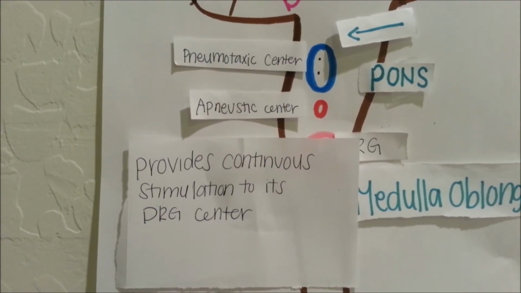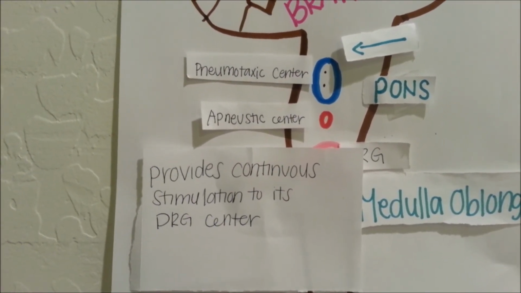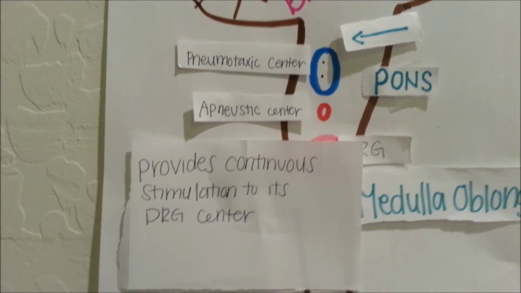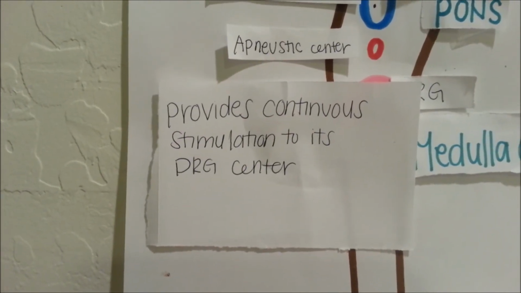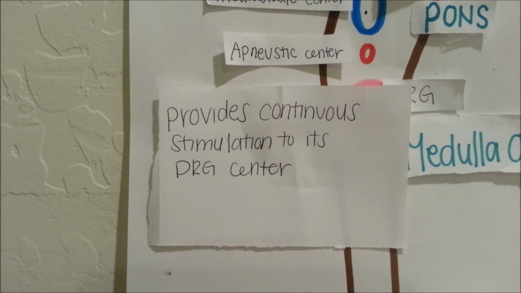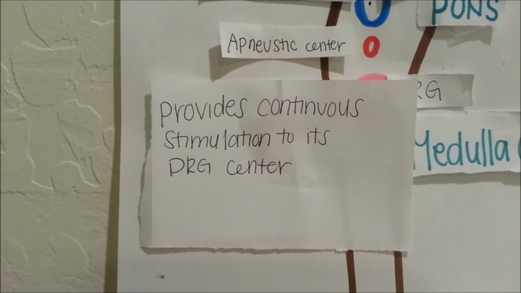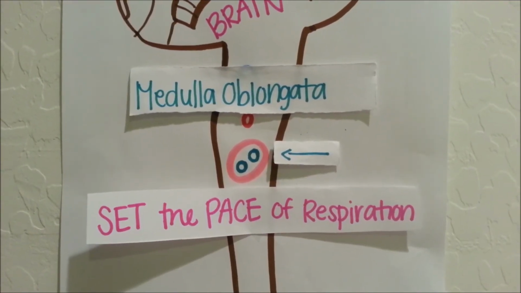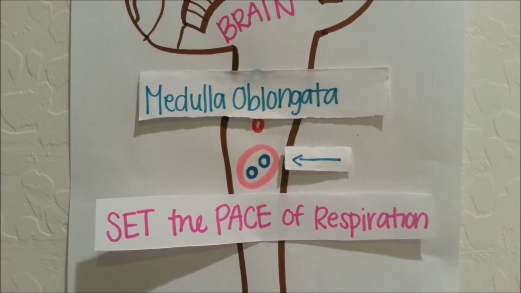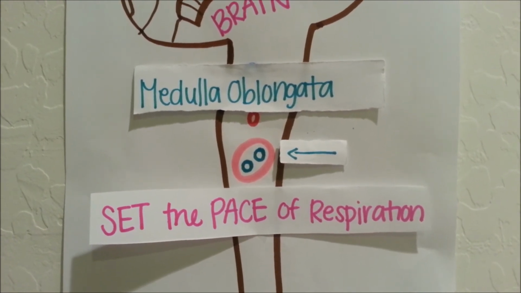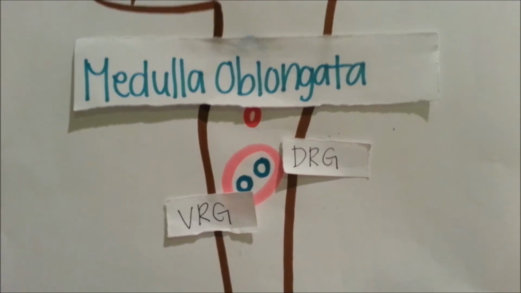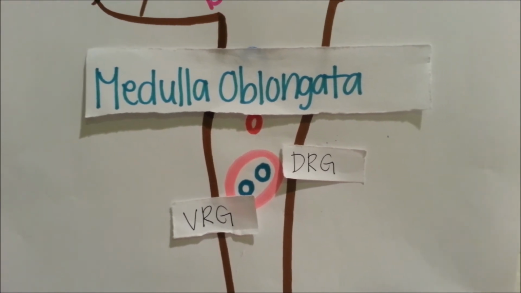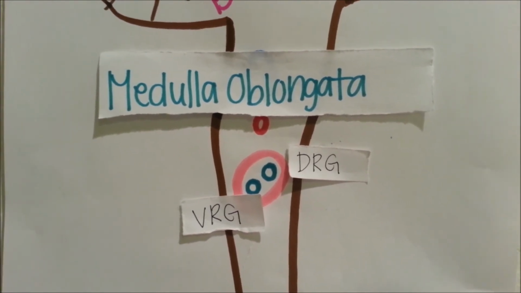The second center, which is called the apneusic center, is right underneath the pneumotaxic center, and it provides continuous stimulation to its DRG center in the medulla oblongata. The respiratory groups of the medulla oblongata set the pace of respiration. When you look at the medulla oblongata, there are two groups.